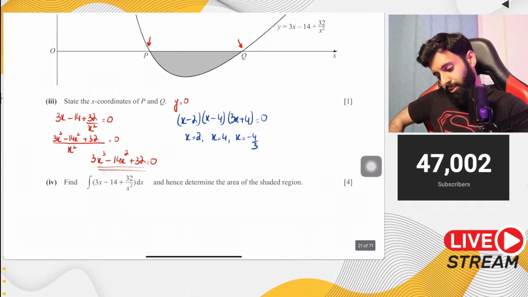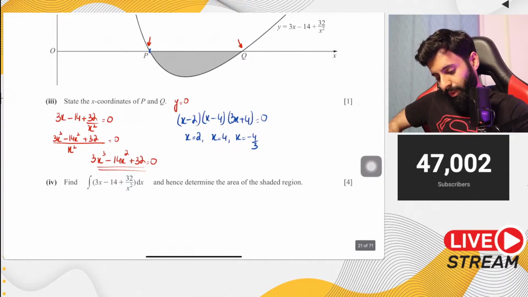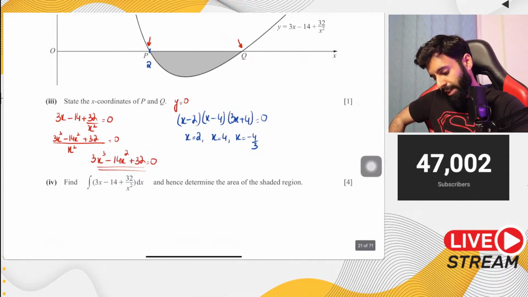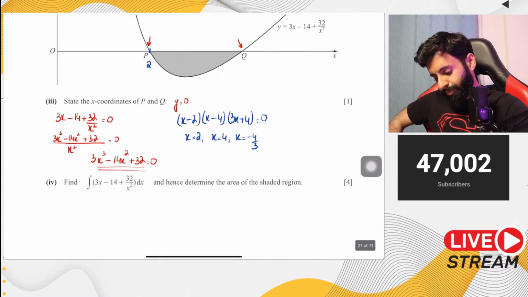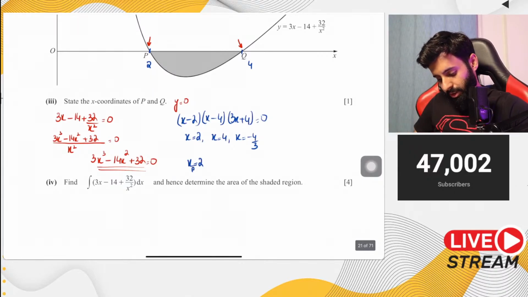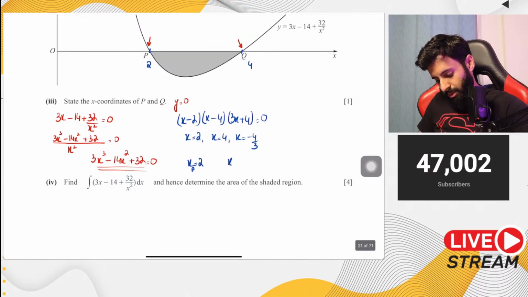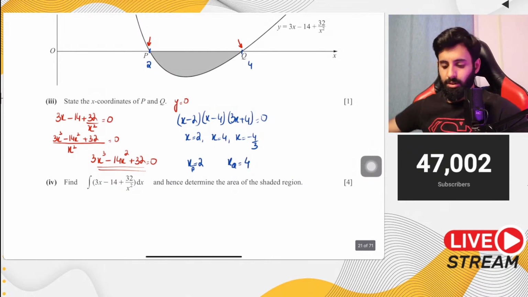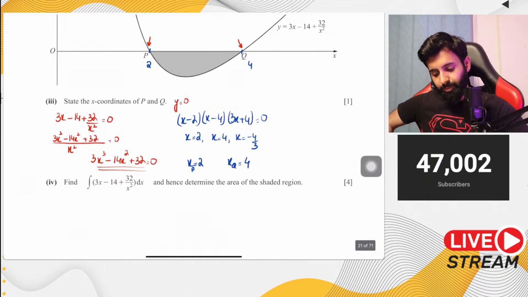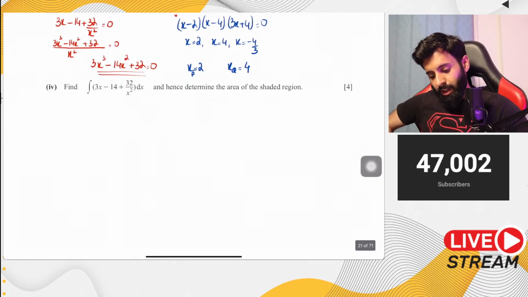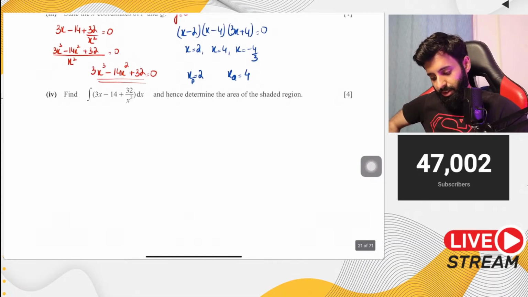So obviously the x coordinate of P is not going to be minus 4 upon 3. It's going to be 2, and just like that, the x coordinate of Q is going to be 4. So there you go. The x coordinate of P is 2, and the x coordinate of Q is equal to 4. That's your answer. And hence determine the area of the shaded region.